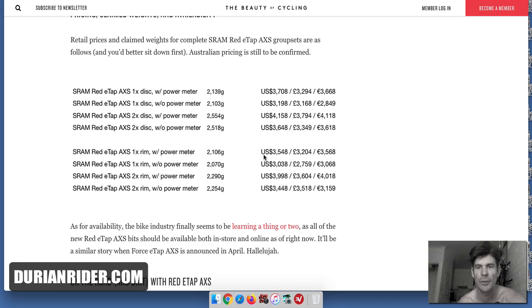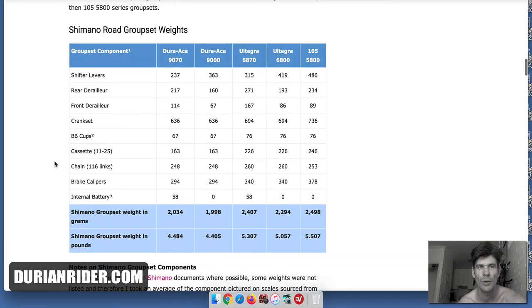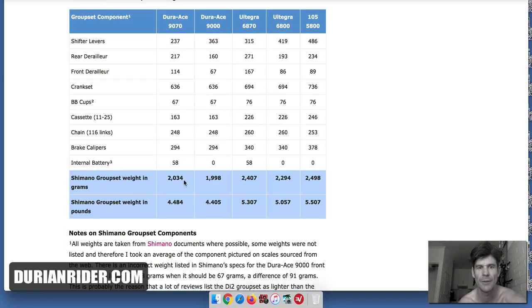But let's look at the prices here. We're talking US dollars, $3,500, and it's 2,500 grams without power meter in eTap disc. All right, so let's go over to the rim. It's not much difference. It was 2,250, so it's still quite chunky. And if you compare that to 105, and that's not even including the rotors and stuff like that. So Dura-Ace is 2,000 grams, a lot.